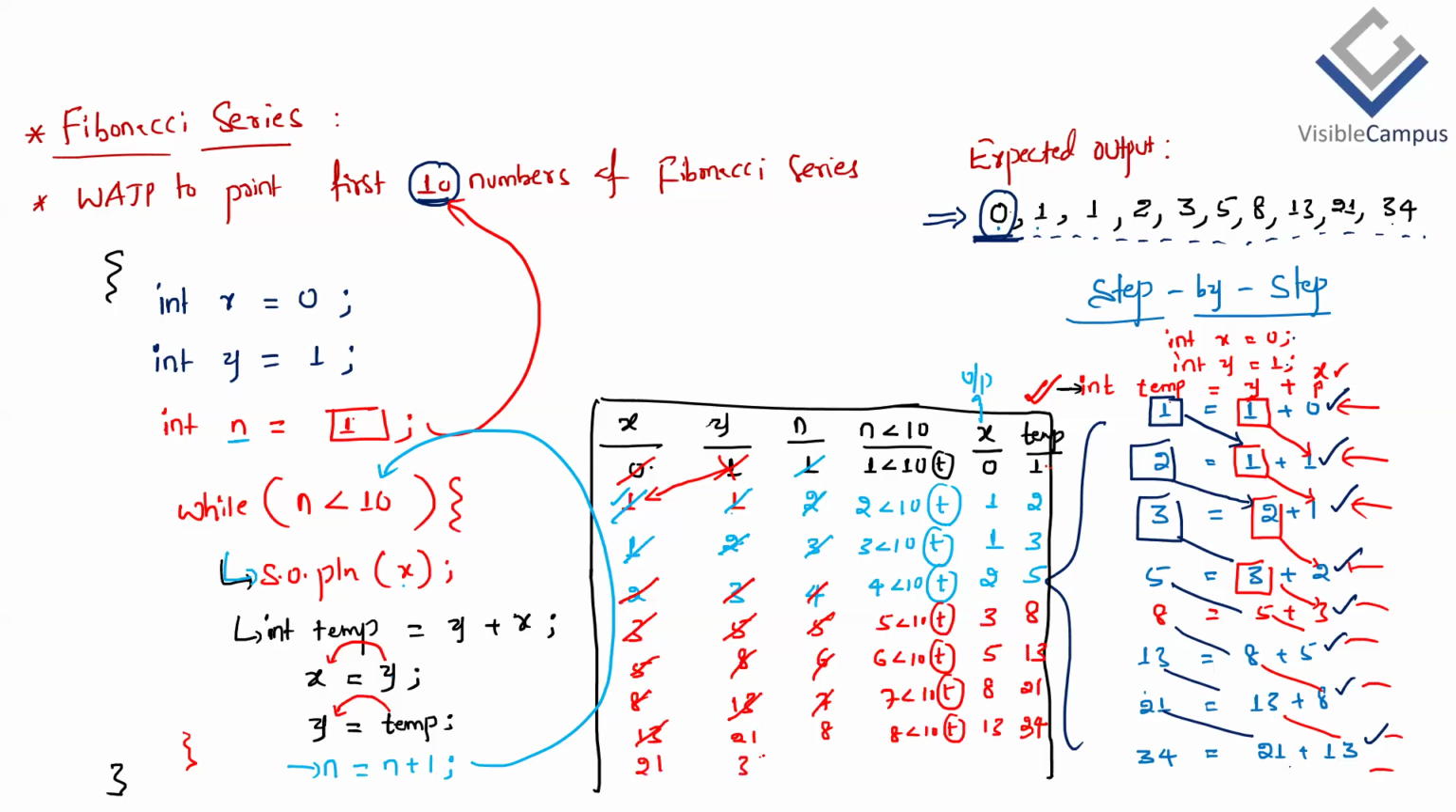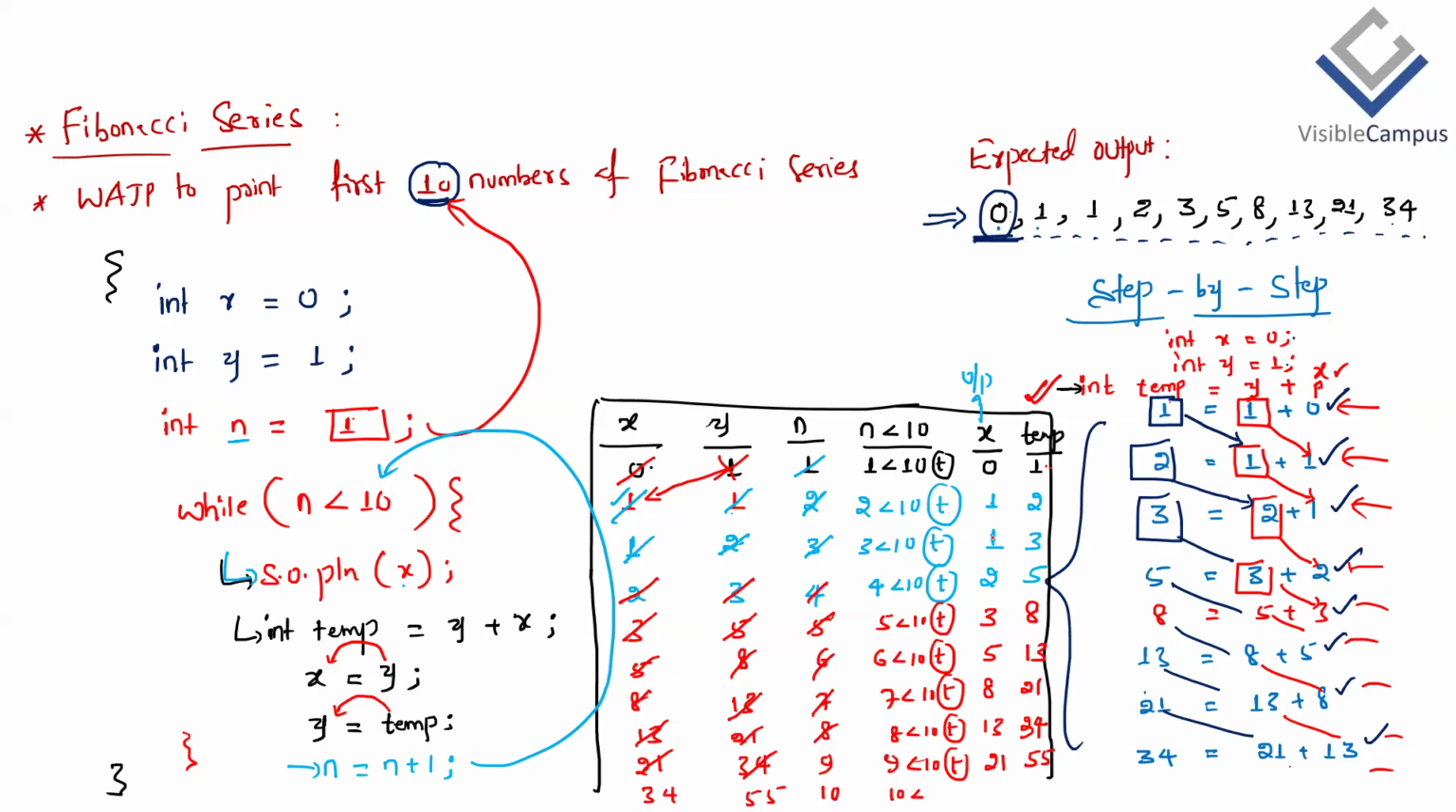This will become 34. This will become 9. 9 less than 10. True. Latest value 21. This will become 55. Correct? Then this will become 34. This will become 55. This will become 10. The condition will become false. Yes. Once it is false, the loop will be terminated.